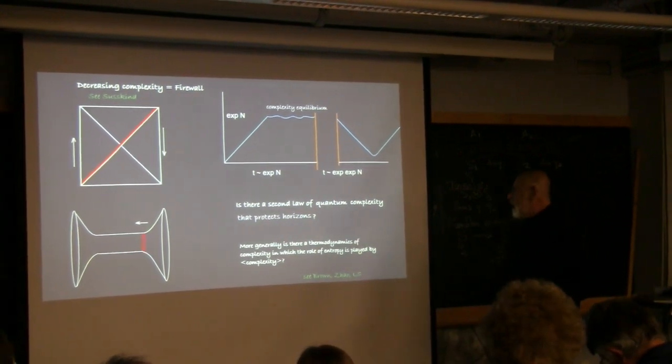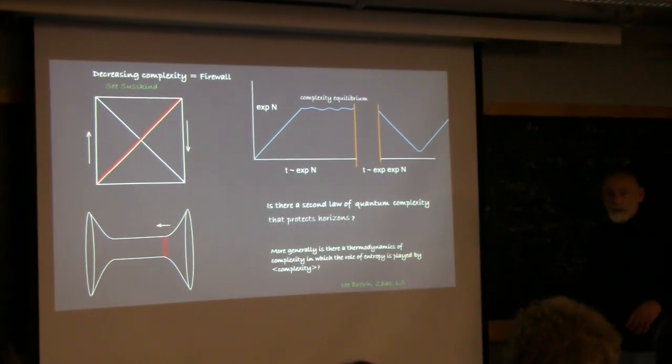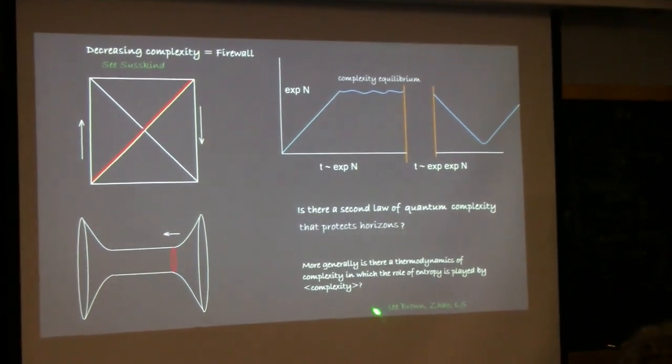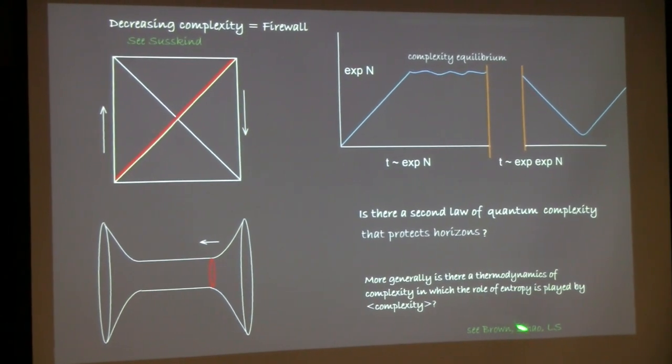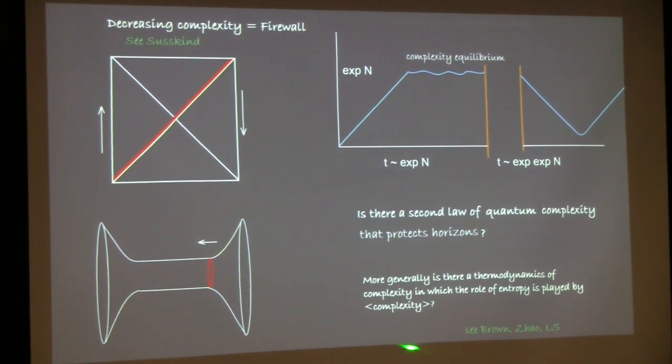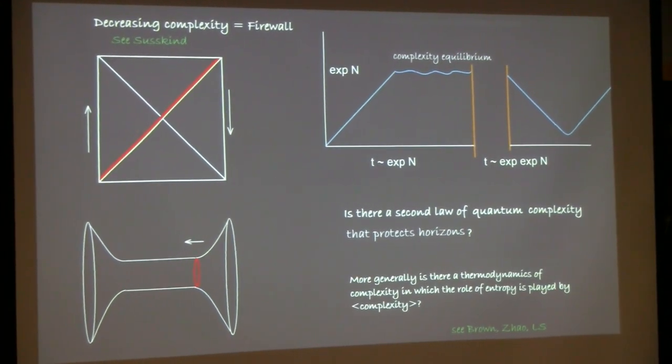All right, so is there a second law of quantum complexity that protects horizons? And more generally, is there a thermodynamics of complexity in which entropy is replaced by complexity? Now, the complexity that I wrote here has these little brackets around it. That means ensemble average. And what exact ensemble are we talking about?